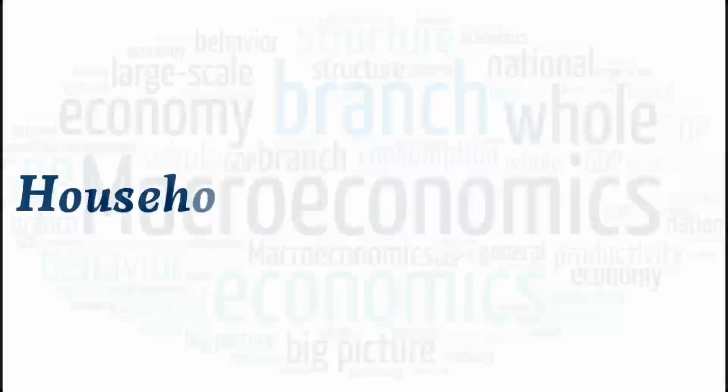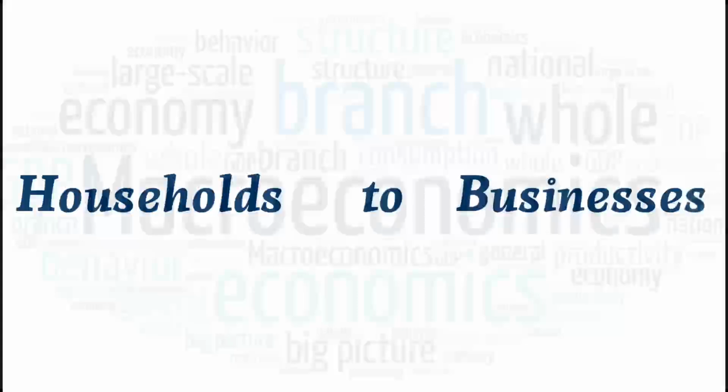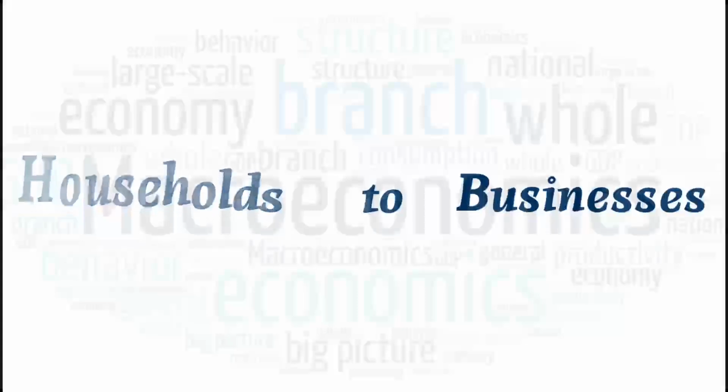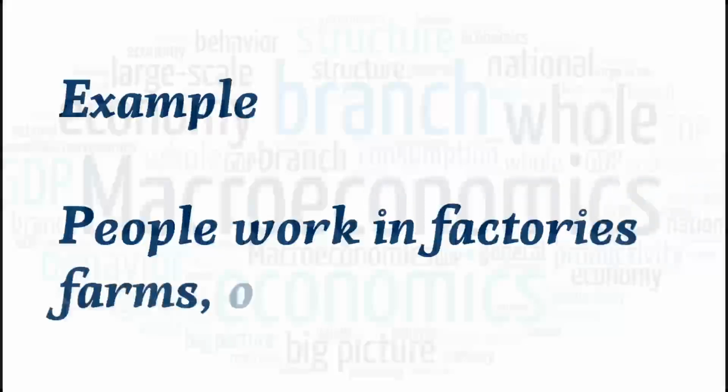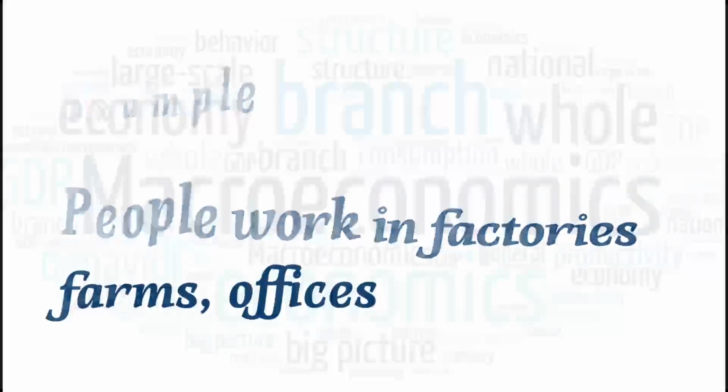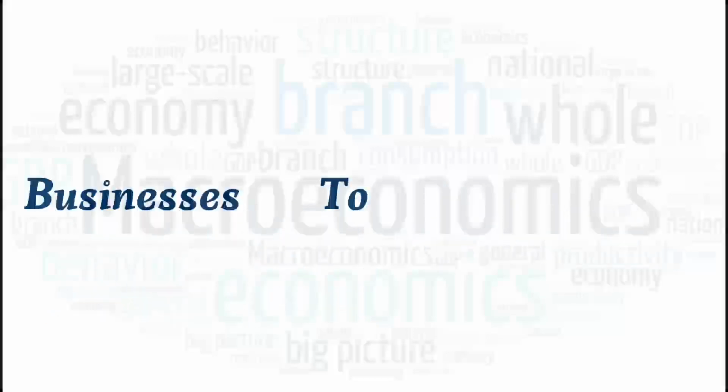Number one, it moves from households to businesses. Households supply factors of production like labor, land, capital to businesses. Example to consider here, people work in factories, farms, offices, etc.